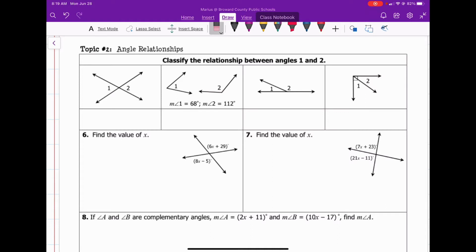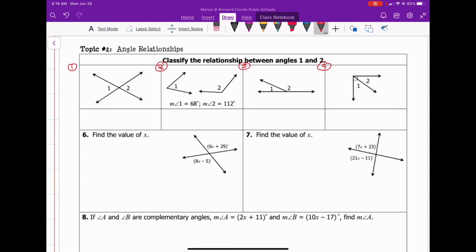Now, at the top here, we have 4 diagrams in which we're going to identify 4 different types of angle relationships, okay? So in the first one, all the way to the left, and let me number these real quick, just to make sure we're talking about the same things. And these are examples here, okay?